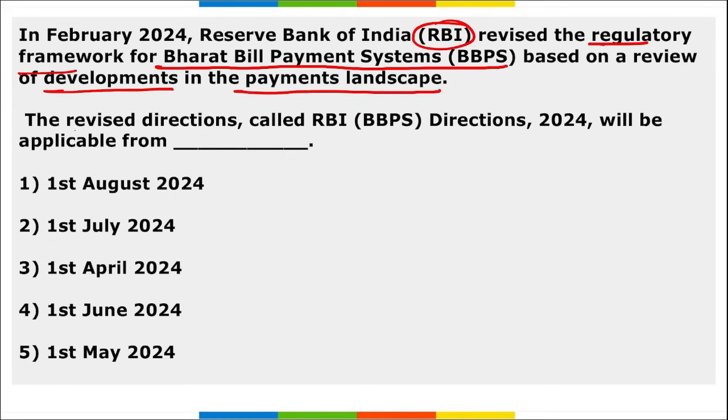Next, RBI revised the regulatory framework for the Bharat Bill Pay payment system based on a review of developments in the payments landscape. The revised directions called RBI BBPS Directions 2024 will be applicable from when? So they will be applicable from 1st of April 2024. Remember, these RBI Directions 2024 were issued to reduce the compliance burdens of the banks and non-banks on the issues related to supervisory returns and risk mitigation.